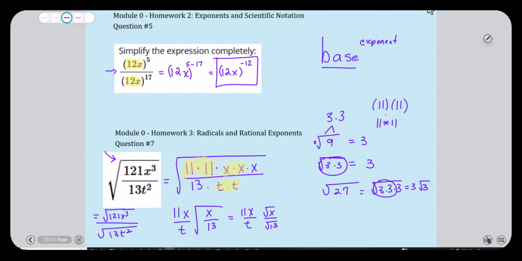So enjoy your Wednesday workout. Let's get in shape and have fun with these exponents and radicals.